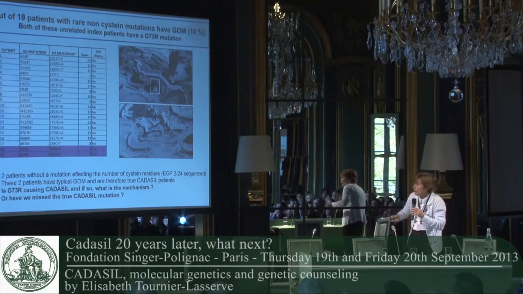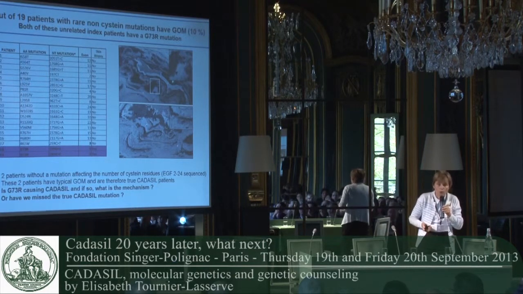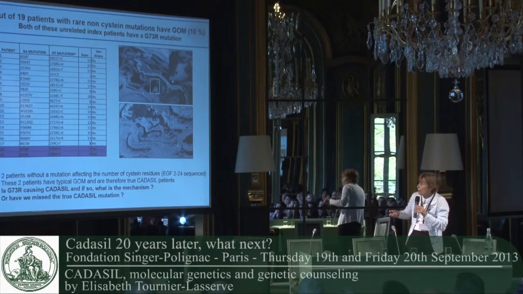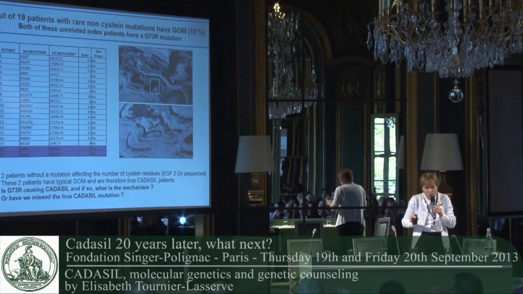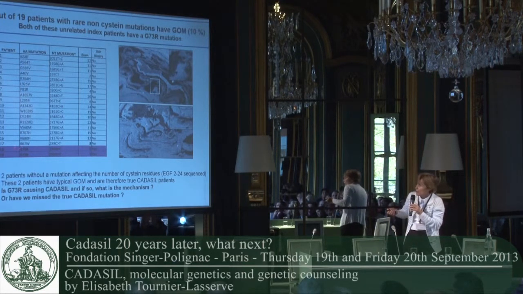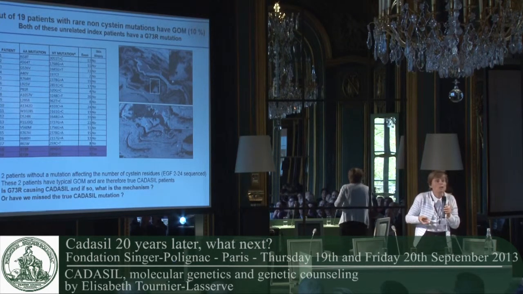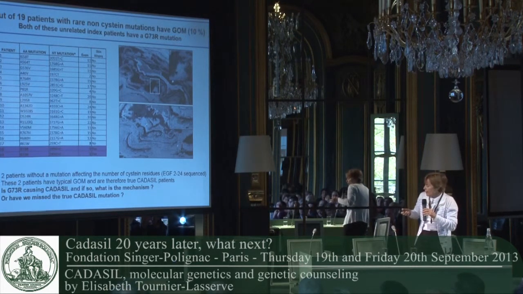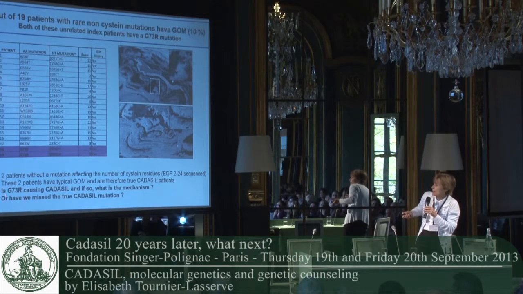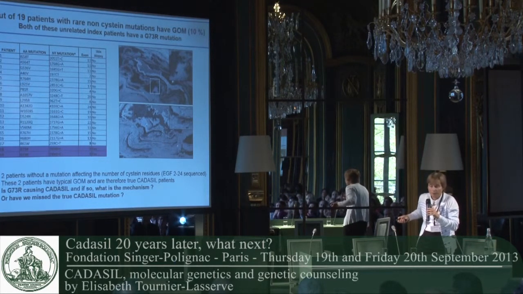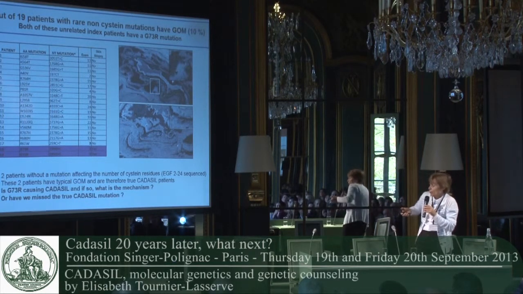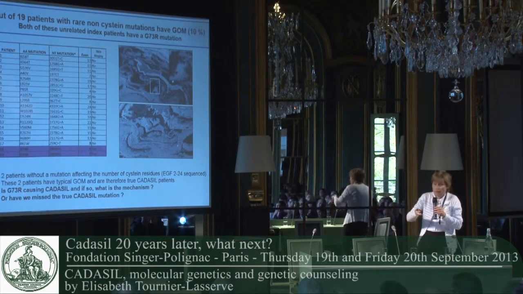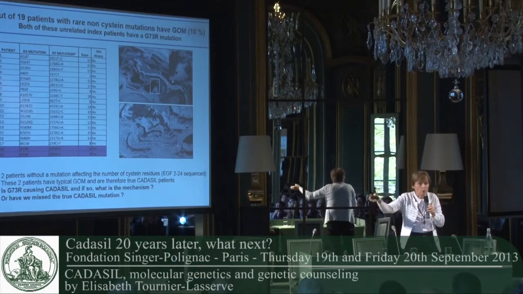In these 2 patients, who do not have a mutation leading to another number of cysteine residues, very surprisingly, these 2 patients, who are completely unrelated, carry the same mutation, which is a very rare one. So now I'd like to say, okay, are there 2 hypotheses? Is this mutation causing CADASIL? And if so, what's the mechanism? Or, on the opposite, have we missed a true CADASIL mutation, and this mutation is in linkage disequilibrium with the true mutation that we have missed?